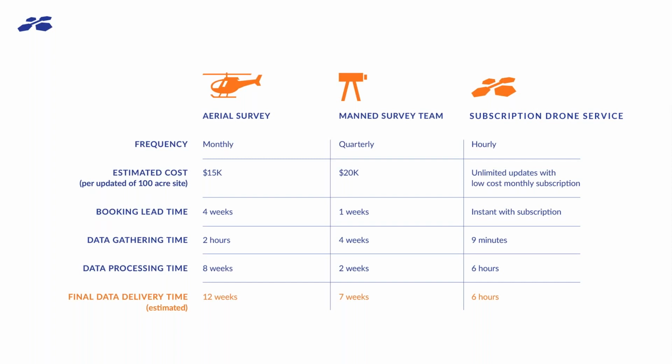It costs around $15,000 for a 100-acre site, and it's actually pretty quick once you get the helicopter out to the site or the plane, but usually it takes a couple weeks to book, a couple hours to collect the data, more weeks to process the data. Usually you're looking at 2 to 3 months from when you order the aerial survey till when you actually have your completed data. With a manned survey team, it's usually faster to get a team out, maybe a week, but usually it's about $1,000 a day for a two-person team, and it'll take maybe a month to collect all the data on the job site, a couple weeks to process. So still you're looking at around 2 months from when you ask for the data to when you get it.